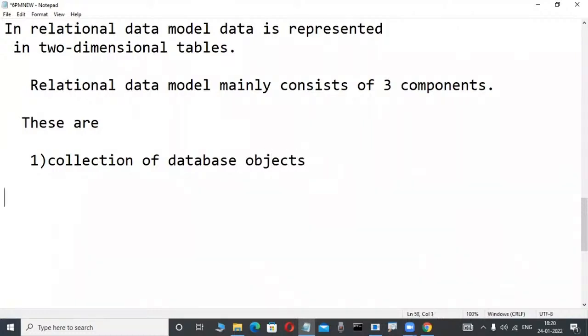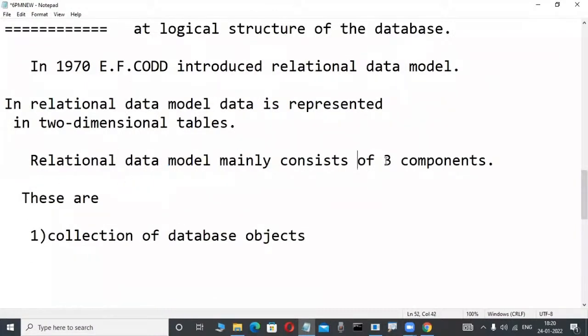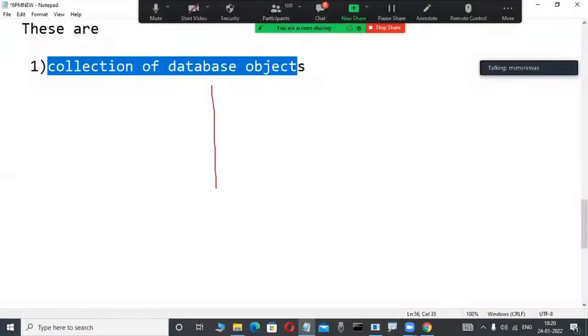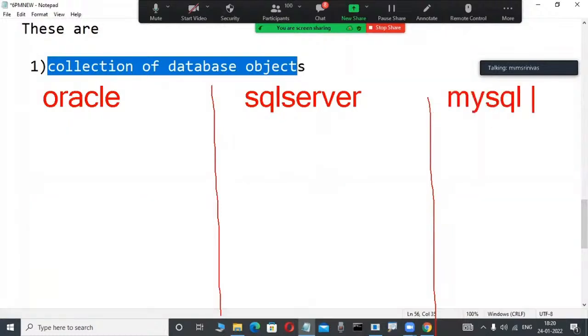What is this? That is what we learn daily. Slowly observe here. The relational data model mainly consists of three components. What is the first one? A collection of database objects. That is easy. Even if you are a first-time newcomer, you can understand. Suppose you are learning an Oracle course, for example. Oracle is a relational data model product. Suppose some other people are learning SQL Server. SQL Server is a relational data model product. Again, MySQL is a relational data model product from a different company. Fine. But in Oracle, which database objects are available? Maybe a first-time newcomer has an idea: a table. A table is a database object. Here also a table is there.